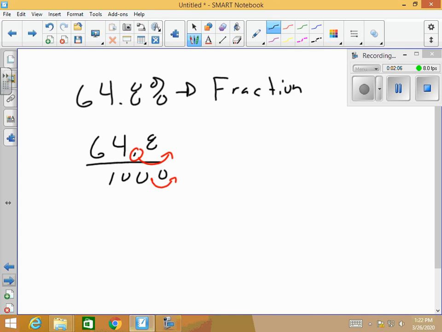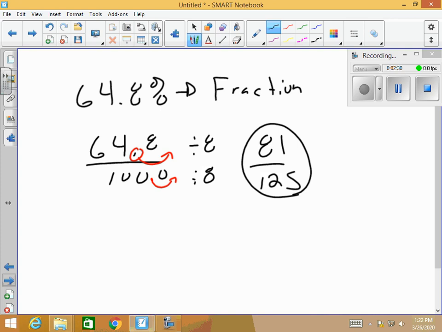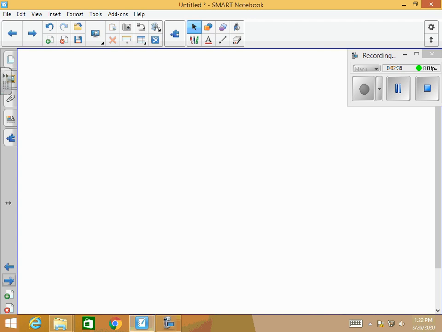And now I have to look at that and see if it reduces. Well, obviously 8 is even, 0 is even, so they're divisible by 2. But then they go divisible by 2 again and divisible by 2 again. So really, I want to divide by my greatest common factor in this case, which is 8, and I end up with 81 over 125. And that is my reduced answer. So it's really not hard changing it into a fraction, but once we get it to a fraction, we always must make sure that that fraction is reduced.